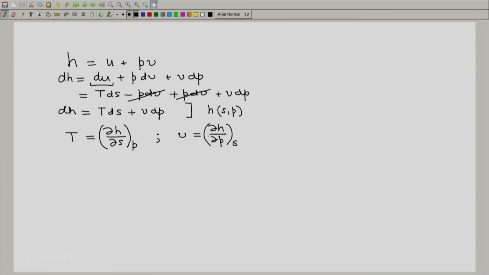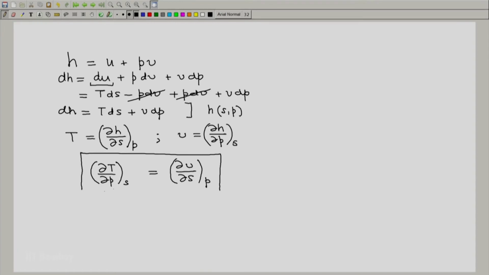And taking the second derivative relation, we must have the partial of T with respect to P at constant S equal to the partial of V with respect to S at constant P. Let us call this, we will refer to this again as equation M2.